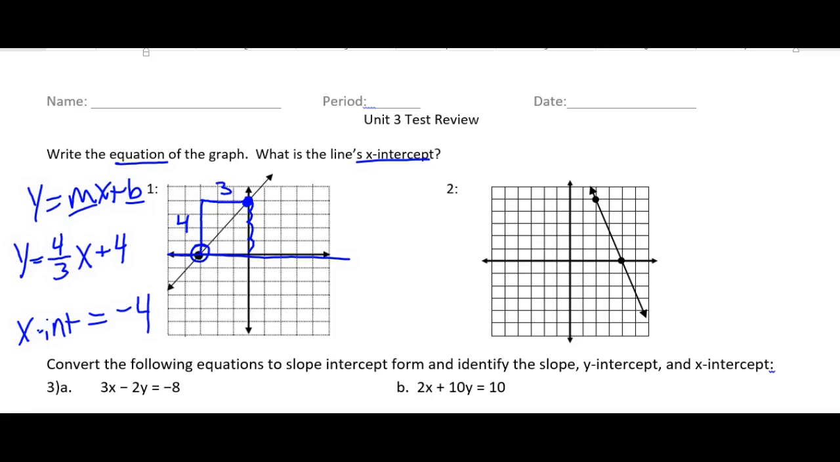The x-intercept is where it crosses the x-axis over there at -4. Nope, -3, sorry. Wrote that wrong. Over to the left 3. There we go. So, equation, x-intercept.